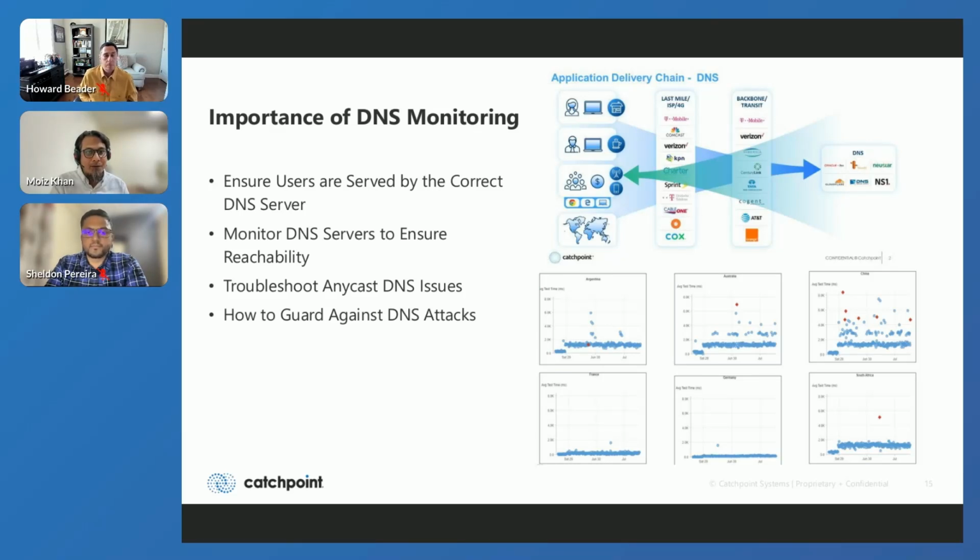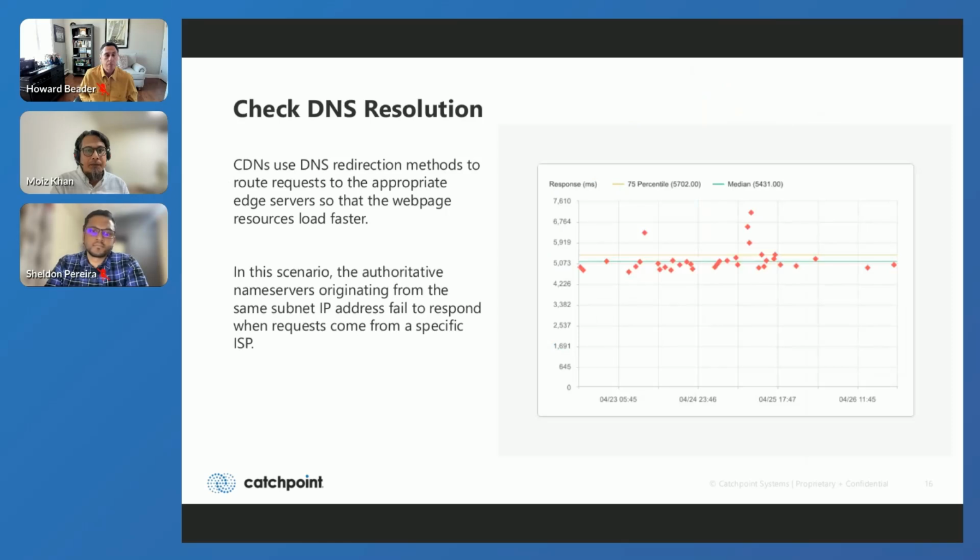Going on. So this is an issue that we captured, wherein the authoritative name servers originating from a specific subnet failed to respond when the request was coming from a specific ISP. Now, this is a very interesting situation, wherein we always see that, okay, the DNS failure happened, let's say, for example, it's happening for everybody. But in this case, it was just happening for a specific ISP.